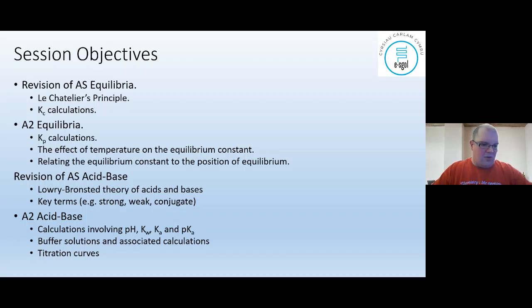Then we're going to move on to some revision of AS acids and bases, okay, specifically the Lowry-Bronsted theory of acids and bases and some key terms such as strong, weak, and conjugate. Make sure that we all know what those mean. And then finally, A2 acids and bases, we're going to be looking at calculations, and there are quite a few calculations involving pH, Kw, Ka, and pKa, buffer solutions and associated calculations, and titration curves. And I forgot to put in there, there's some stuff in the titration curves about indicators as well.